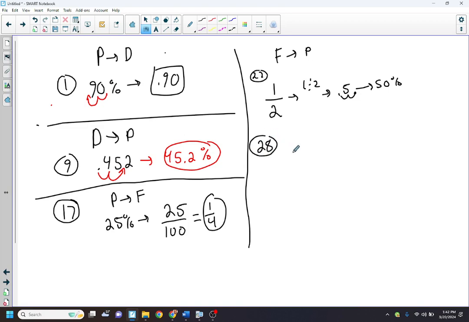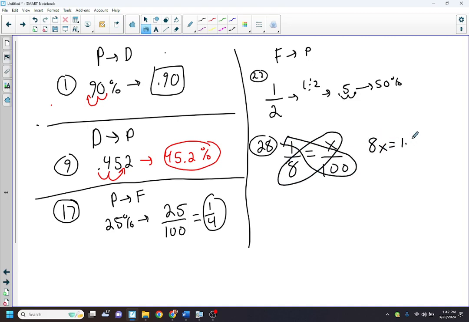The other way to do it, if I did 28, which is 1 over 8, is I'm going to set it equal to x over 100. Because remember, percent is per 100. I cross multiply, just like the proportions. So 8x equals 1 times 100. 8x equals 100. You divide 8 on both sides. x equals 12.5. Would you say the first way is easier? Because if you have your calculator, yeah, it's easier. If you're doing it by hand, it might not be that obvious, so cross multiplication might be the goal.